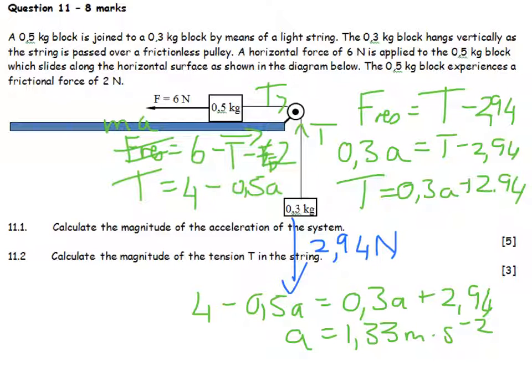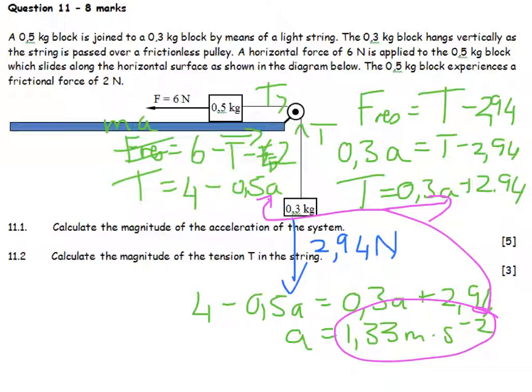Now if I need to calculate the tension in the string, I can take that acceleration and substitute it in either over there or over there, and either way when I substitute it, I find that the tension turns out to be equal to 3,34 newtons.